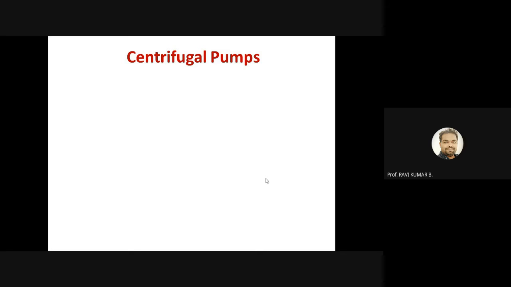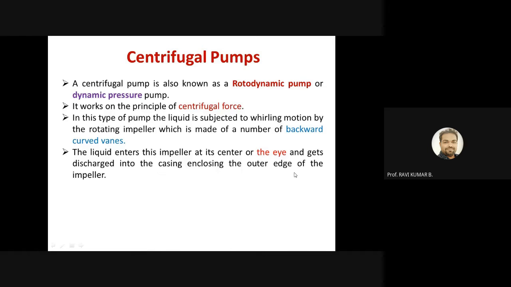It enters exactly at the center, and finally it will be rotated by the external torque that you are providing, and the pressure of the water will rise from the initial to the final point, and transfer of water will take place. So that's a simple funda. The centrifugal pump is also known as a rotor dynamic pump, or we can say a dynamic pressure pump. It works on the principle of centrifugal force.